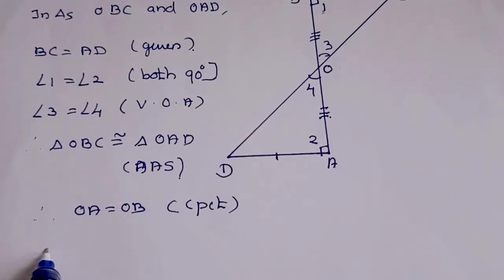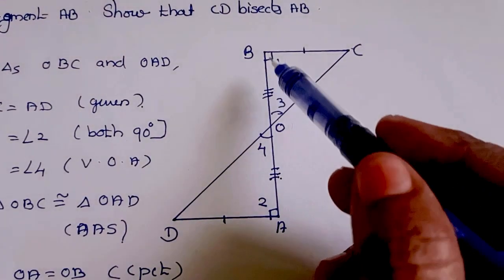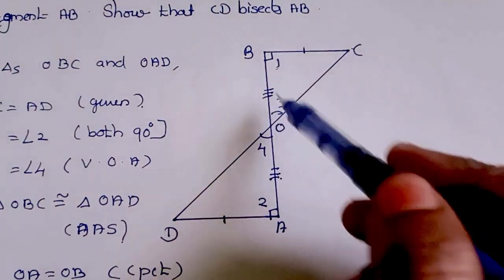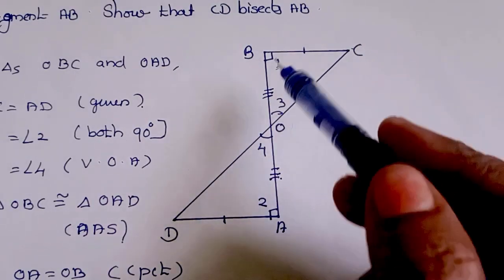And that implies CD bisects AB. OA equal to OB. Therefore, O is the midpoint of AB. Hence, CD bisects AB.